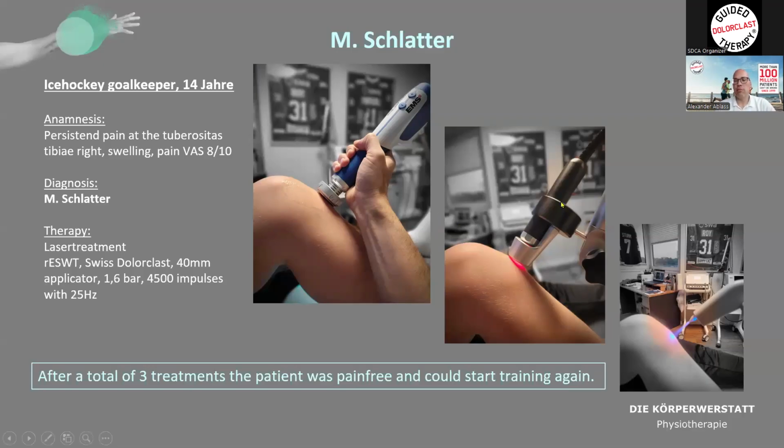Optionally, use the high power laser before, if it's just too painful for the child, and a cooling device afterwards. After a total treatment number of 3, most of these little patients are pain-free and can start training again. Always the load needs to be kept so that we don't increase the pain again, because then we increase the neurogenic inflammation again.